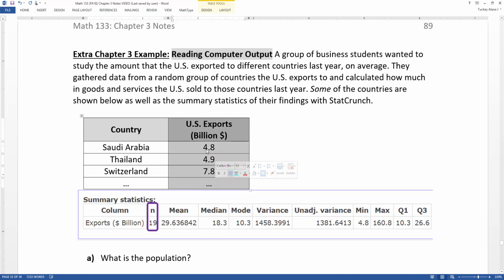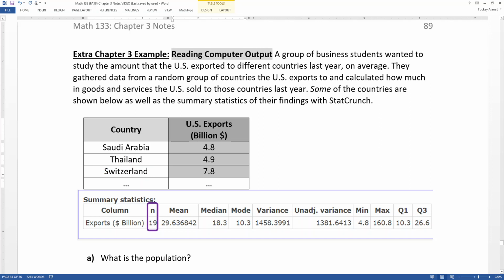Now notice that's not the sample. One of the big mistakes students make is thinking that these numbers in the right-hand column are the sample. The sample is the countries, and the data over here is just something that we measured about those countries, how much the U.S. exports to those countries. But the sample itself is the countries, and so is the population, right? It's all the countries.